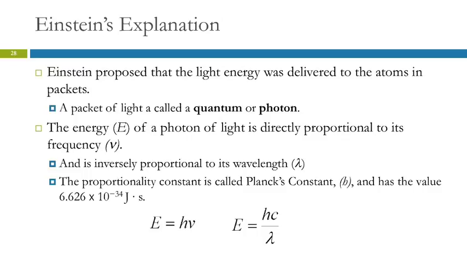The proportionality constant here is given the symbol h, and that's Planck's constant. It's 6.626 times 10 to the minus 34 joules times seconds. We may need to use that in calculations. I'll give that to you on an exam. You don't have to memorize that one. So we can say that energy is equal to h nu, Planck's constant times the frequency. We know that frequency is the speed of light divided by the wavelength. So we can also say that the energy of this photon of light equals Planck's constant times the speed of light divided by the wavelength.